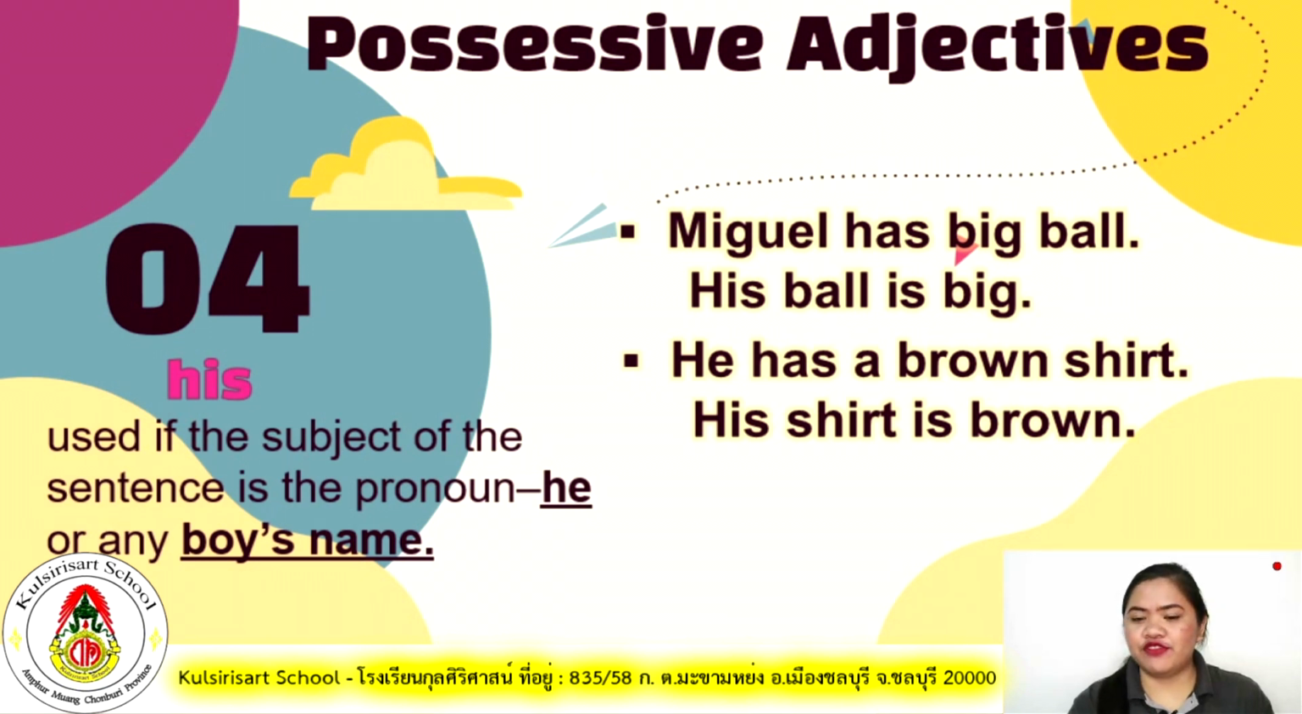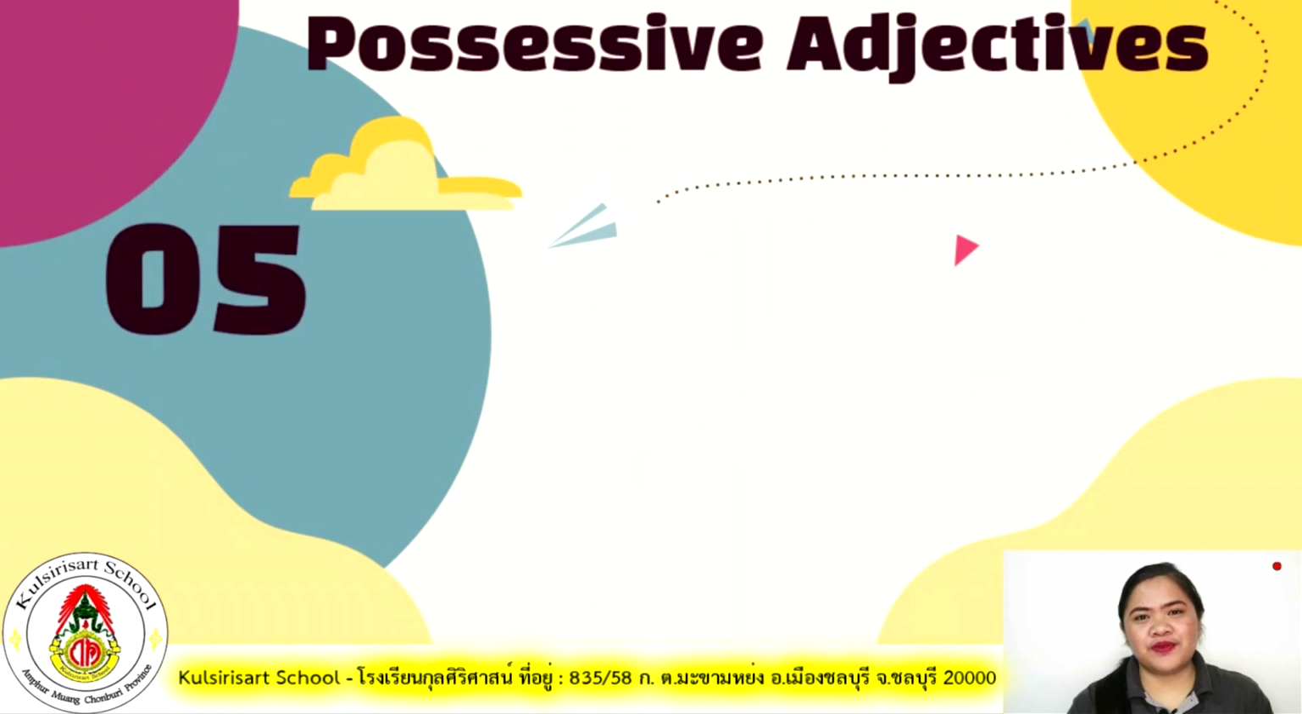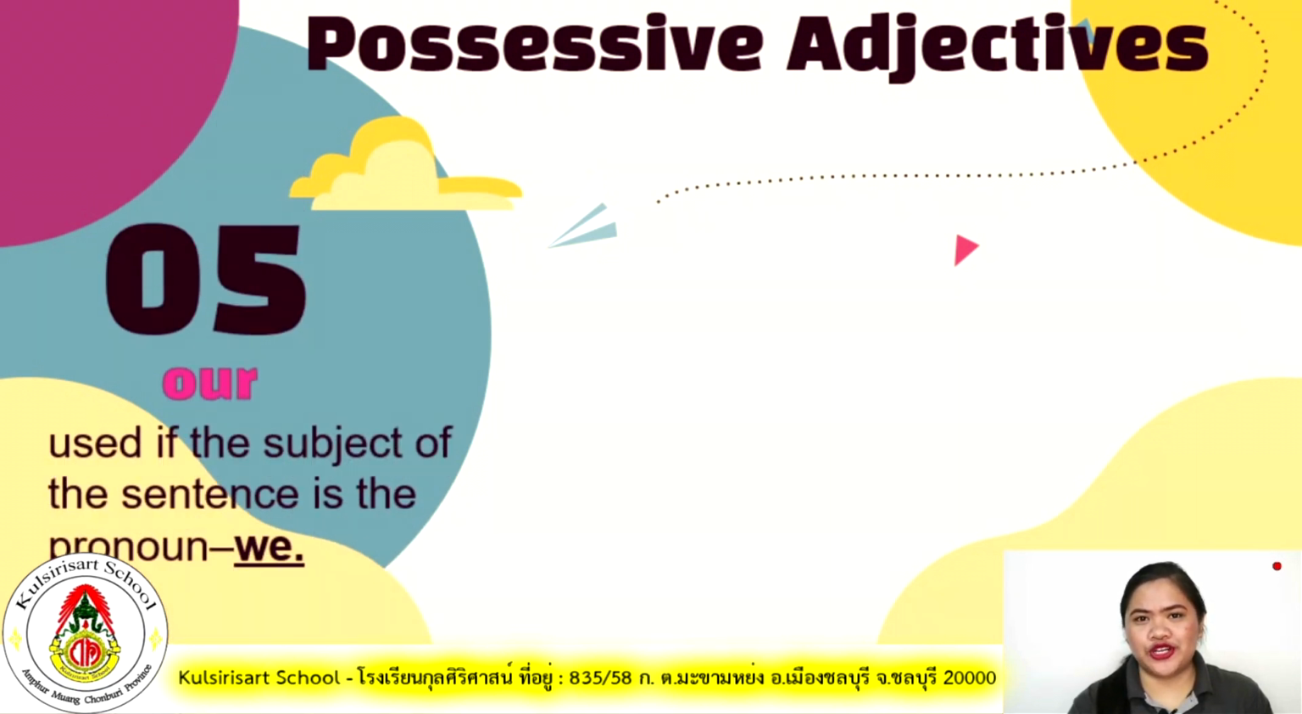Next, we have the fifth possessive adjective. The fifth possessive adjective is the word our. Okay. When are we going to use the word our? Used if the subject of the sentence is the pronoun we. The pronoun we.